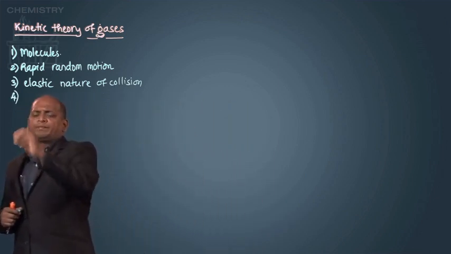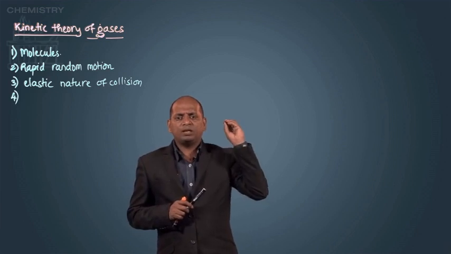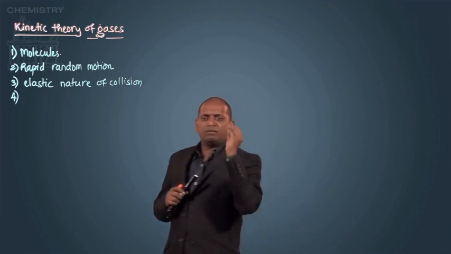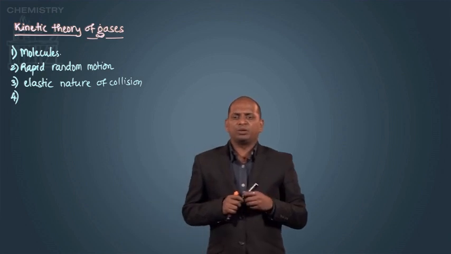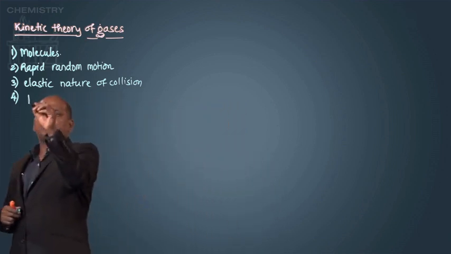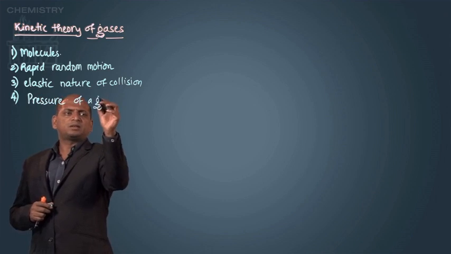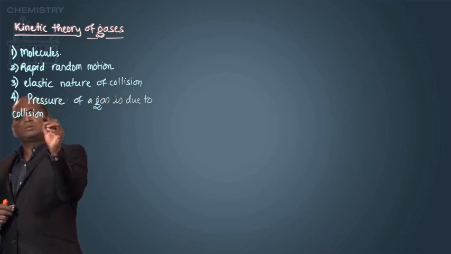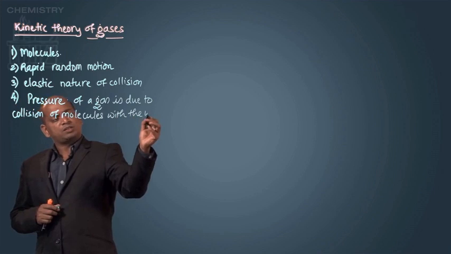Then, because of this rapid random motion, molecules collide with the walls of the container. At the same time they collide with each other also. Now the collision with the walls of the container actually exerts a pressure. So the pressure exerted by the gas molecules is because of collision with the walls of the container. So, pressure development: pressure of a gas is due to collision of molecules with the walls of the container.